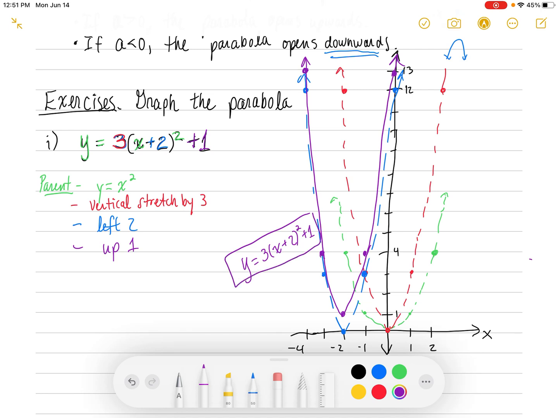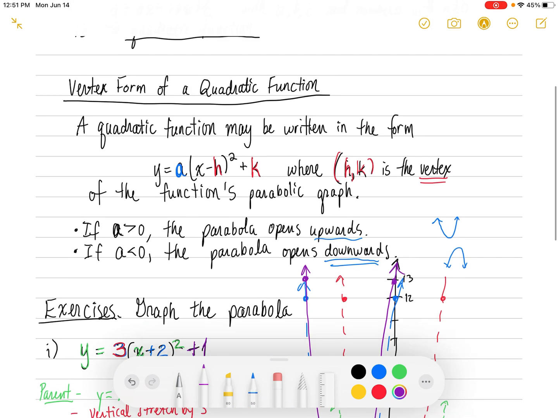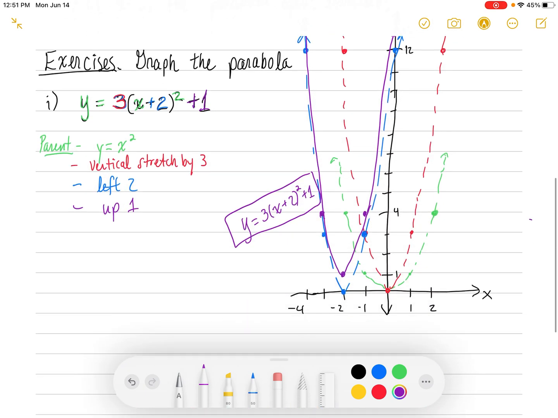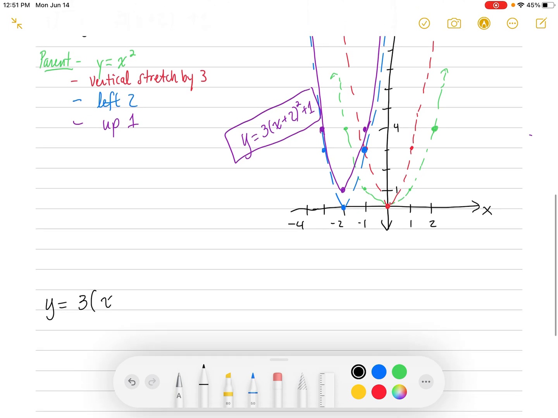The purple one is y equals 3 times x plus 2 squared plus 1. So this is actually using the old transformations method. Now you don't actually have to use this method. You can use the vertex form if you want. Let me show you another method.